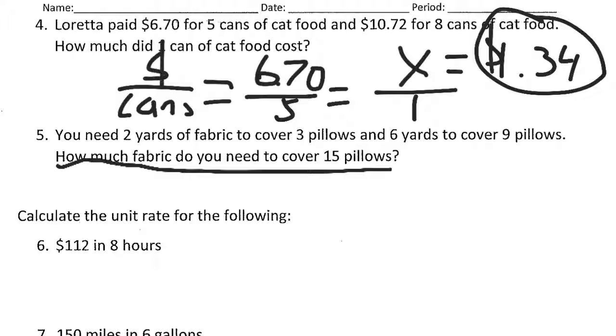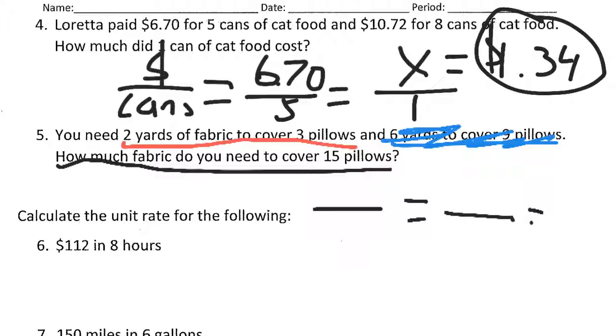I can either use the 2 yards for 3 pillows, or I can use the 6 yards for 9 pillows. I'm going to use the 2 and the 3 because it's simpler numbers, so I'm not even going to mess with that part. So for my WKU, line equals line equals line. So we're talking about yards for pillows. Again, pardon this slappy handwriting.